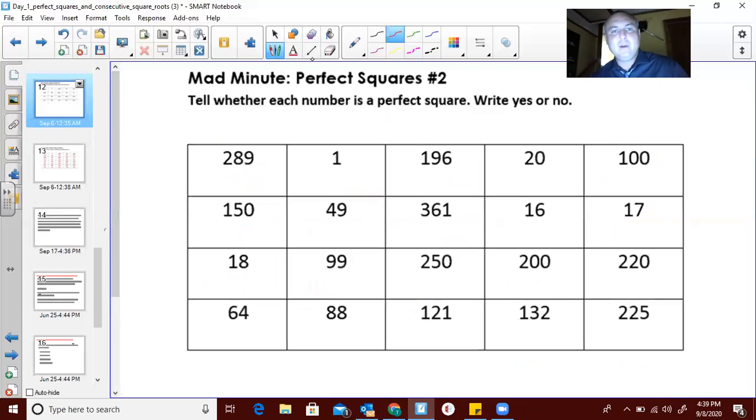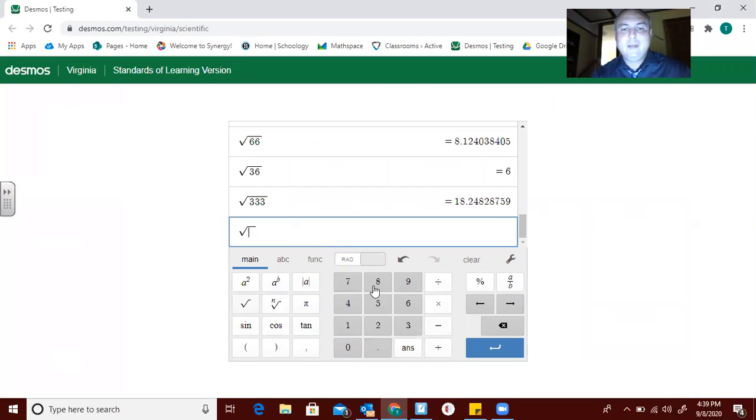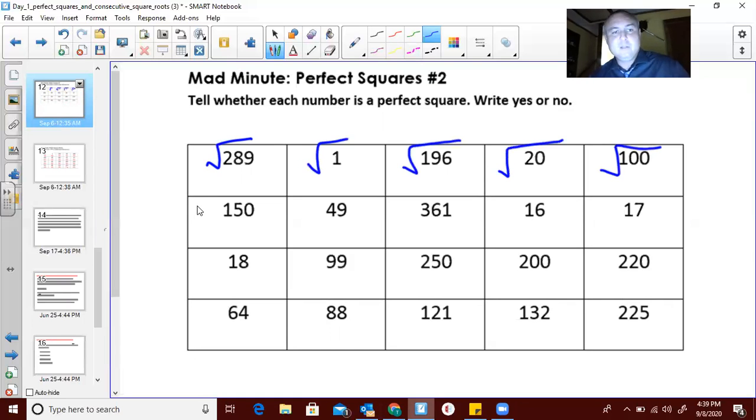So then we have another one of these. I'll just do a couple. First step, though, is you guys have to visualize each of these numbers has a square root symbol around it. All right, so we're going to go to Desmos again. Square root 289, 17. It's a whole number. Excuse me. So this is a yes. Everybody should know by now that 1 is a whole number.